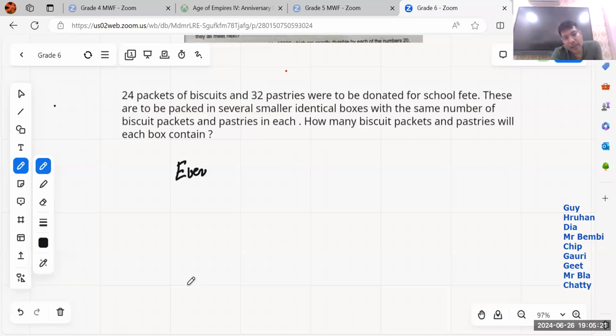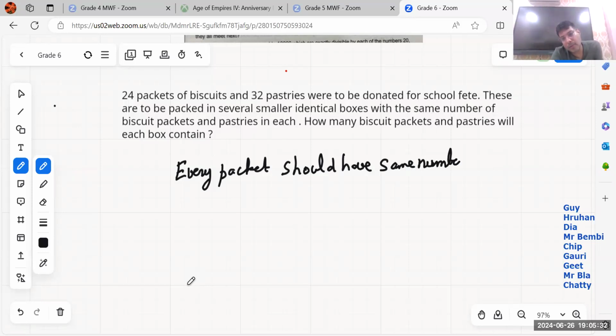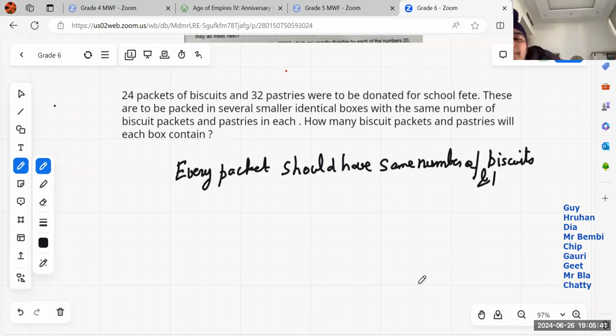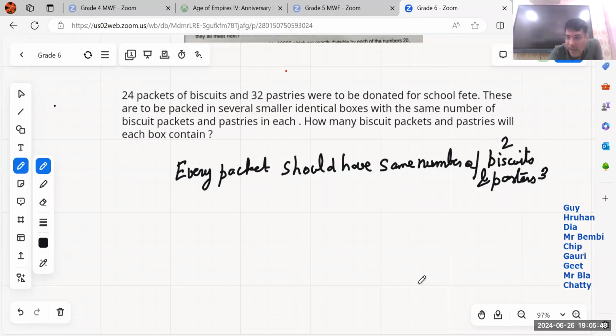Every packet should have the same number of biscuits and pastries. Sir, is this related to LCM and HCF? What it means is that we can have 2 biscuits and 3 pastries in each packet, but if one has 2, then all should have 2, and if one has 3, then all should have 3. All right.